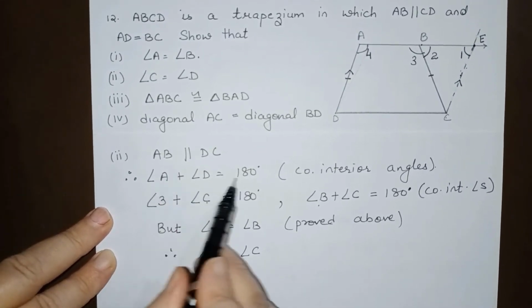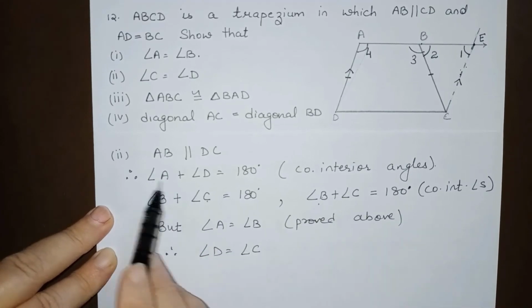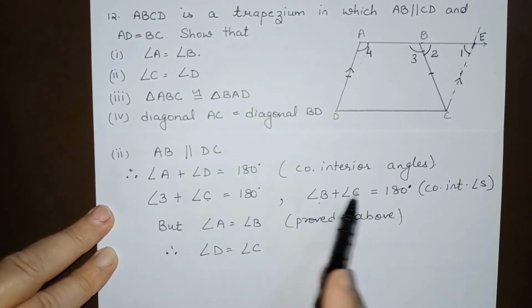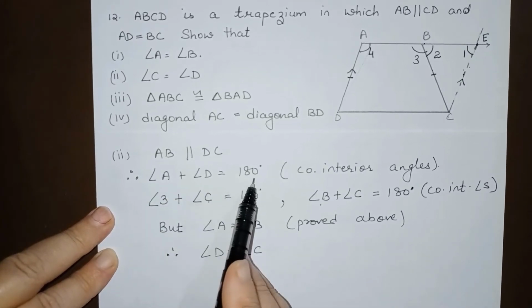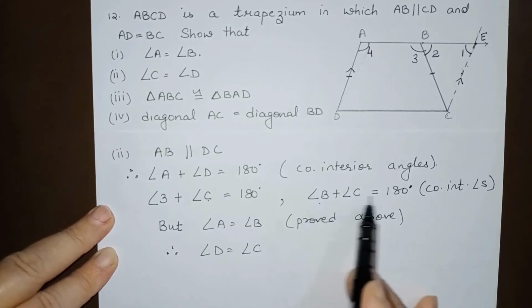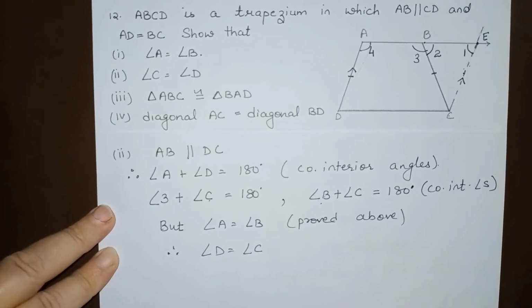We are comparing this equation and this equation. Here A is equal to B. Therefore, D is equal to C, as angle A plus angle D is 180 degrees and angle B plus angle C is also 180 degrees.